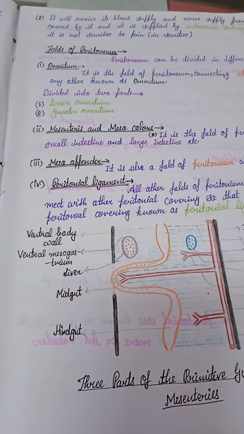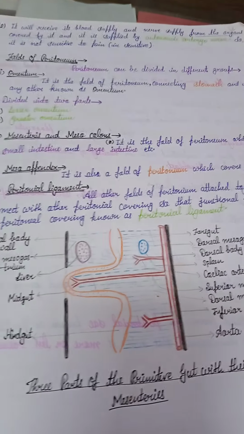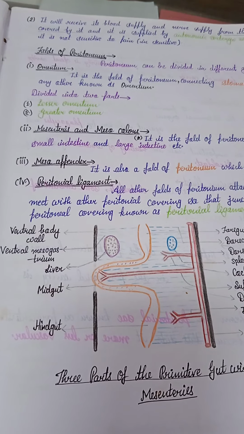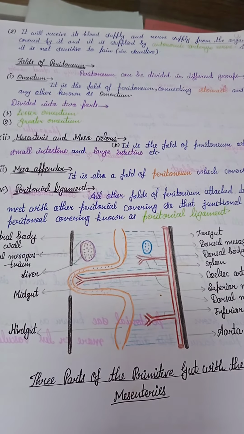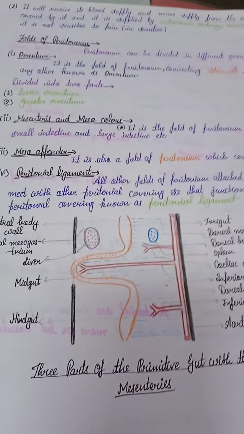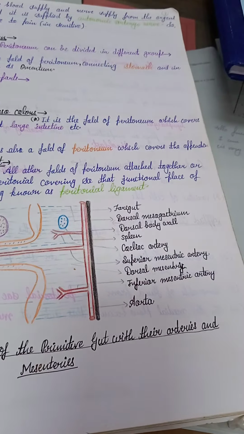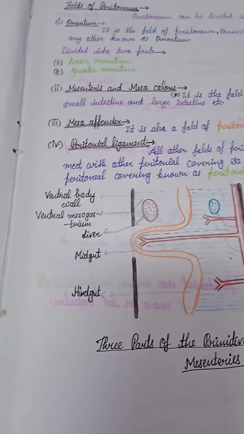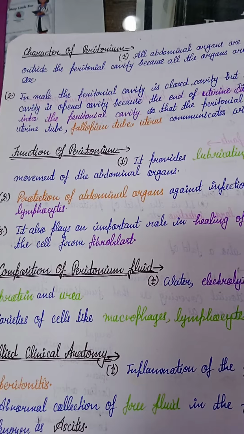Number three is mesoappendix. It is also a fold of peritoneum which covers the appendix. Fourth one is peritoneal ligament. Where other folds of peritoneum attach together or meet with other peritoneal coverings, the junctional place is known as peritoneal ligament. Three parts of the primitive gut with their arteries and mesentery. This is the diagram.